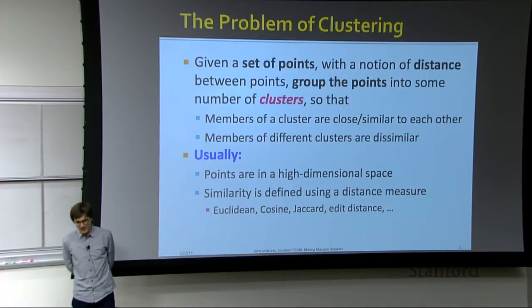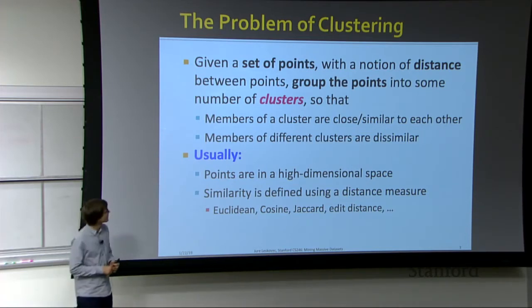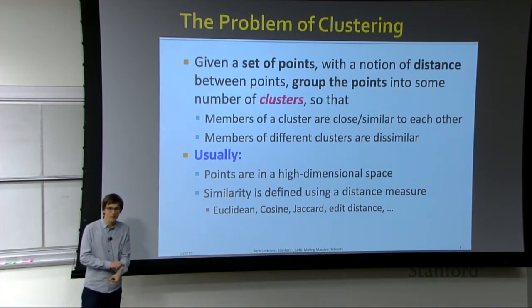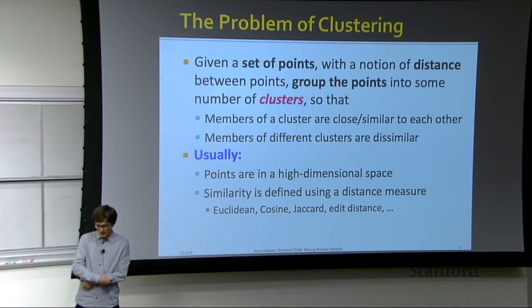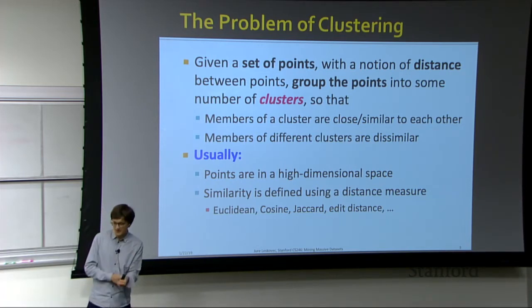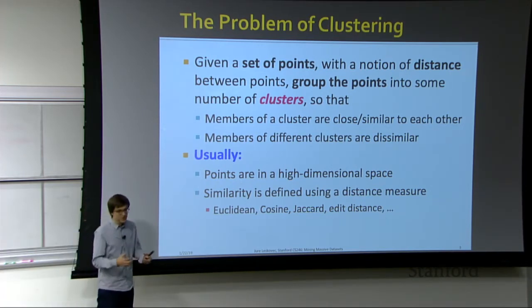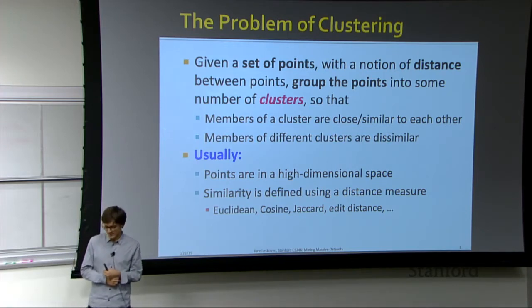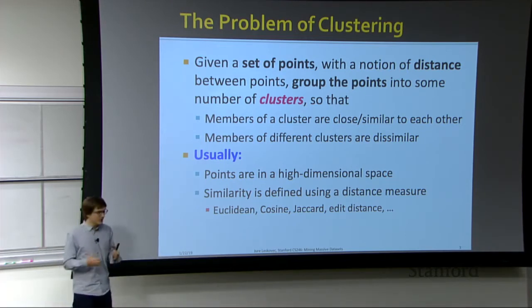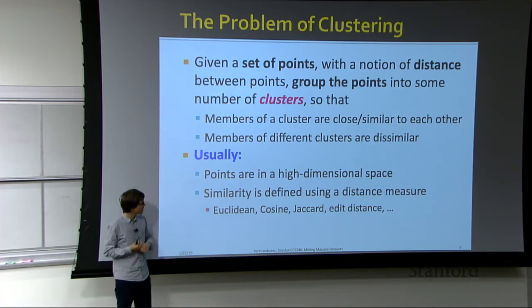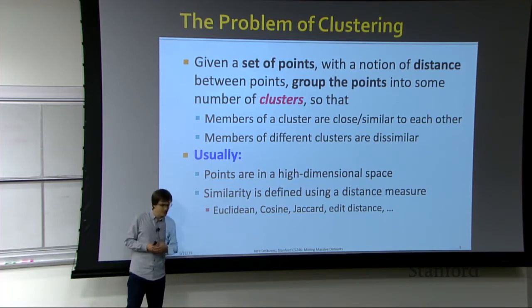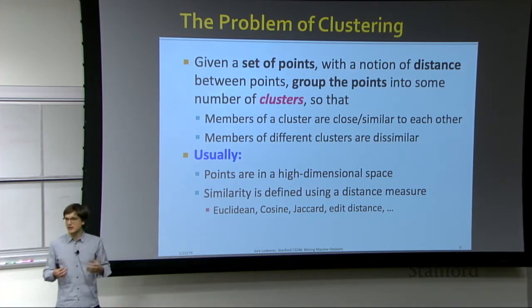Today we are talking about clustering, and the way we think of clustering is the following task. We are given a set of points, again, in some high dimensions. We are given a distance metric, so some way to measure distances or similarities between the points. And we'd like to group the points into some number of clusters, so that members of a cluster are close or similar to one another, and members in different clusters are dissimilar. And the way we usually think of this is we are given points in high dimensions, and similarity is defined using some distance function, like Euclidean distance, cosine distance, Jaccard distance, edit distance, and so on.